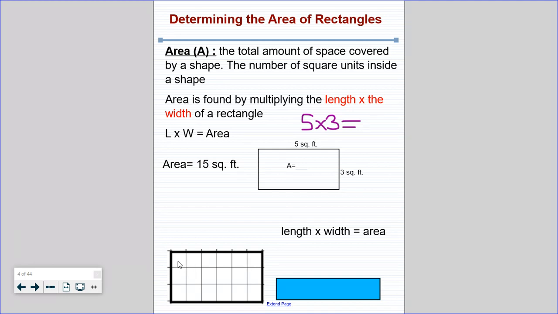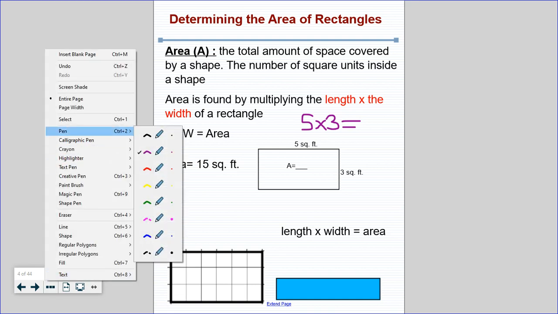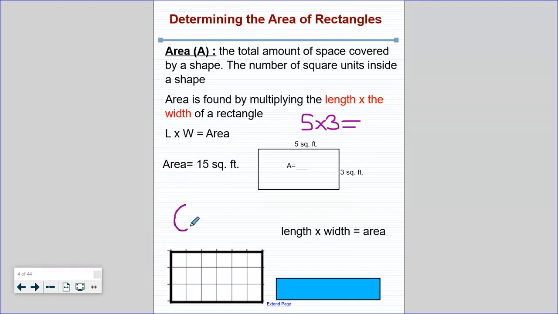So I'm going to count the length, 6. And then I'm going to multiply it by the width, 1, 2, 3, 3. And that will give me the area, 6 times 3. Well, what is 6 times 3? 6 times 3 is 18. So the area of this rectangle is 18 square units.